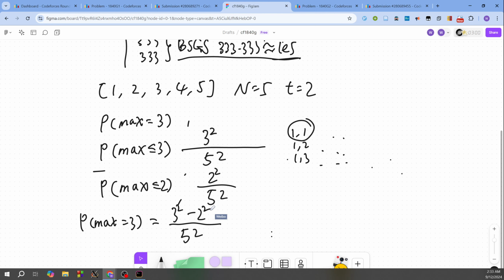In such a way we can abstract it as (x to the t's power minus (x minus 1) to the t's power) over n to the t's power. That's how we do it abstractly.